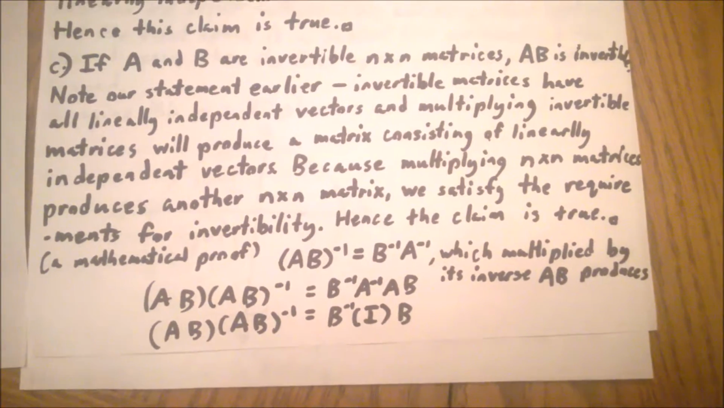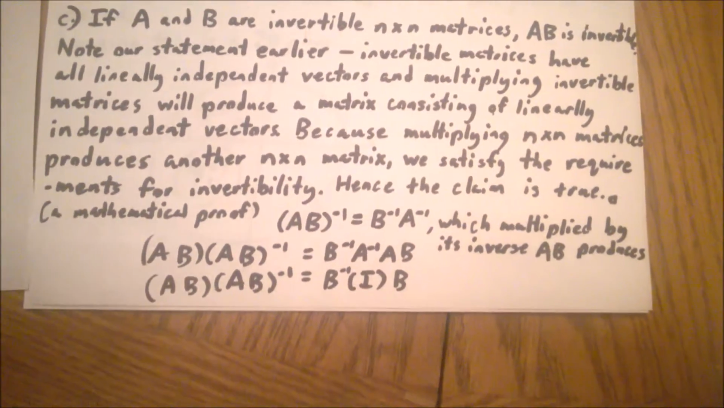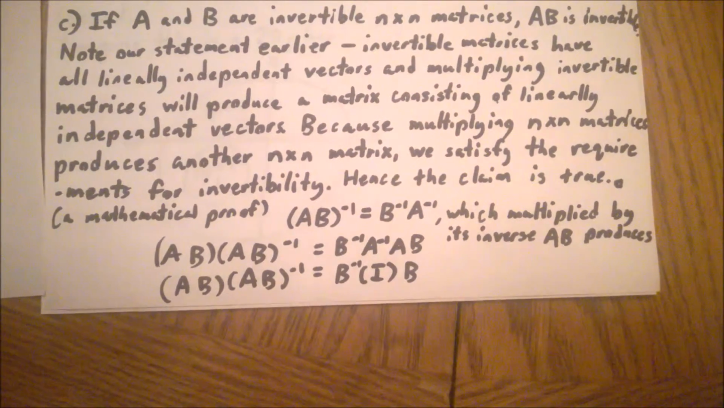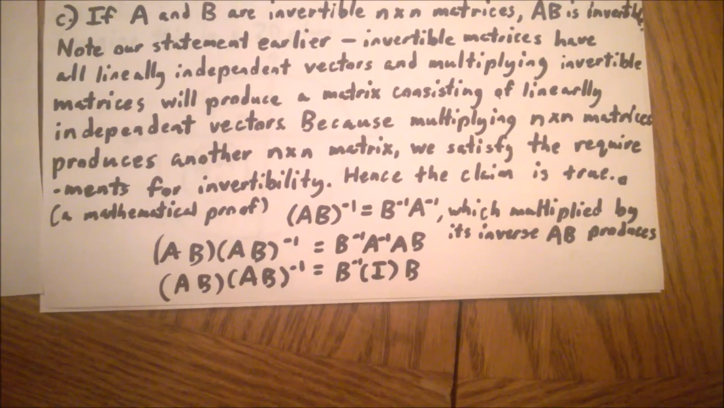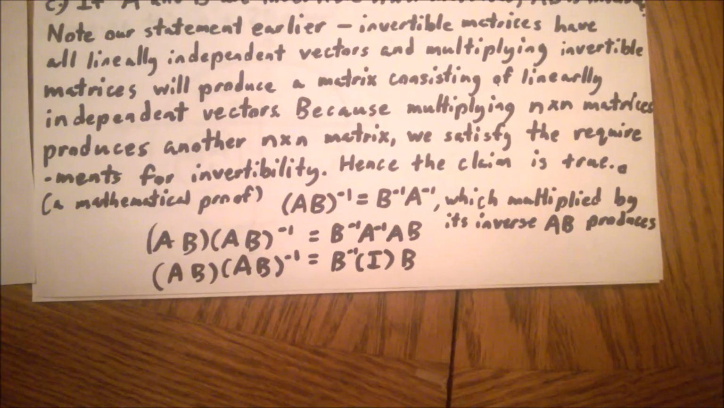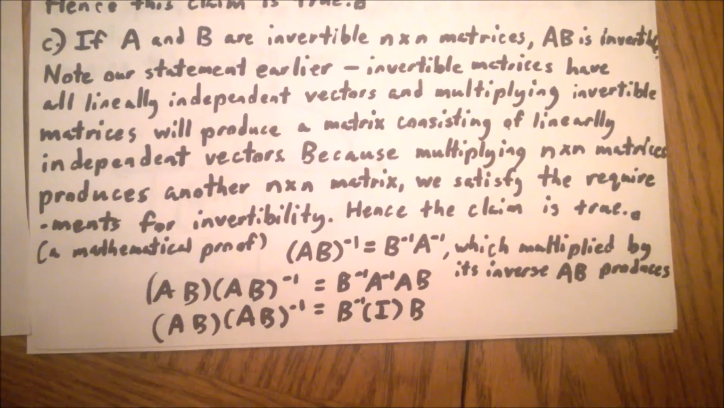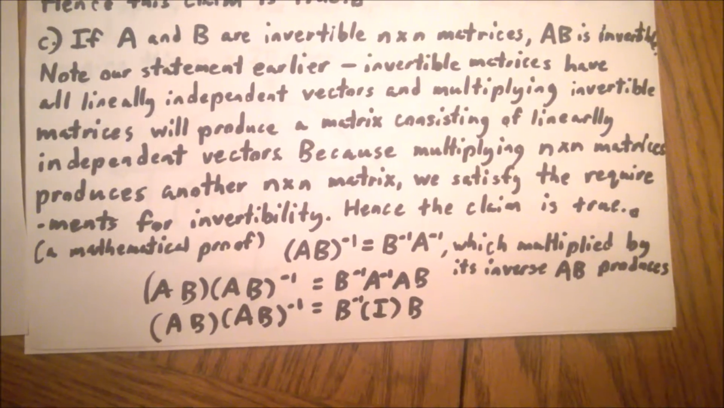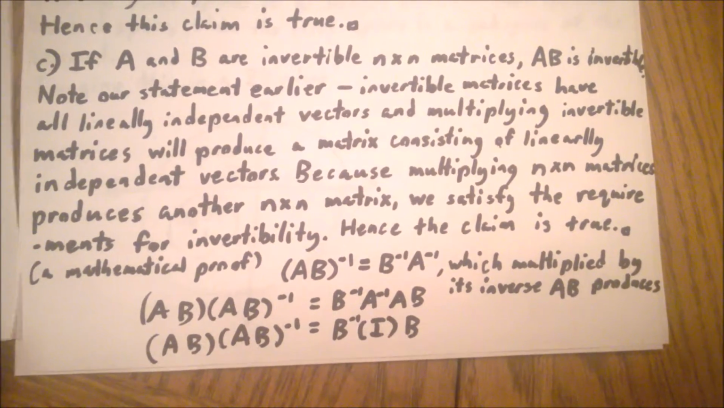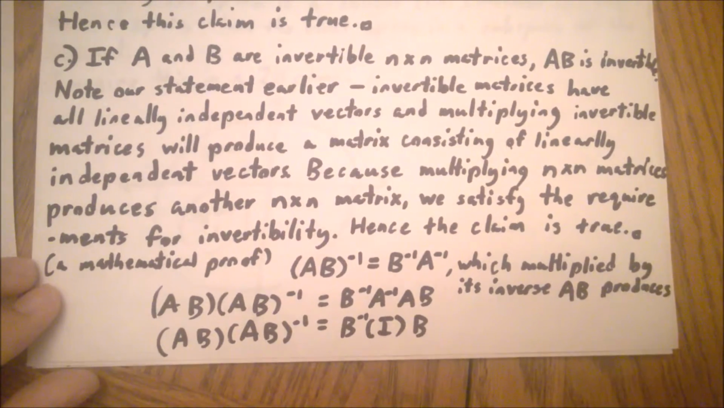In order to illustrate this claim further, we can just show a quick mathematical proof here. So let's take two invertible n by n matrices, A and B, and take the inverse of AB, which is equal to B inverse times A inverse. And then let's multiply that by AB on both sides. So we know that AB times AB inverse is going to be equal to the identity matrix.